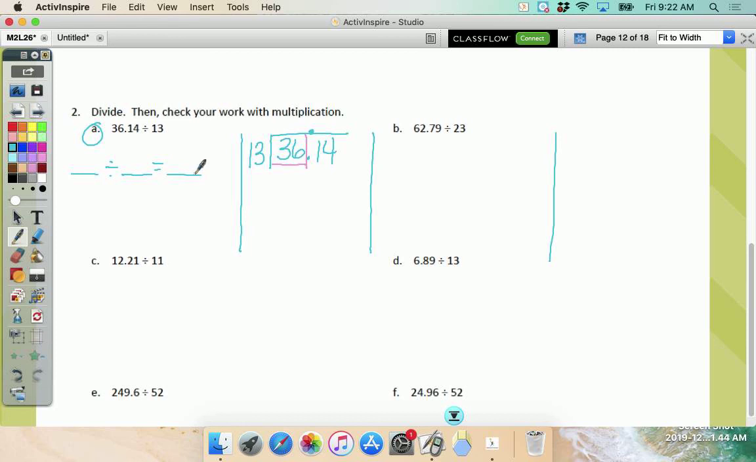I guess down below maybe. Okay, so the next step, I'm trying not to rush everyone, but the next step is to round my divisor. I don't think we're going to round it, do you? No, let's just change it to 15. So what will I skip count by? 15s. We just did this, didn't we?